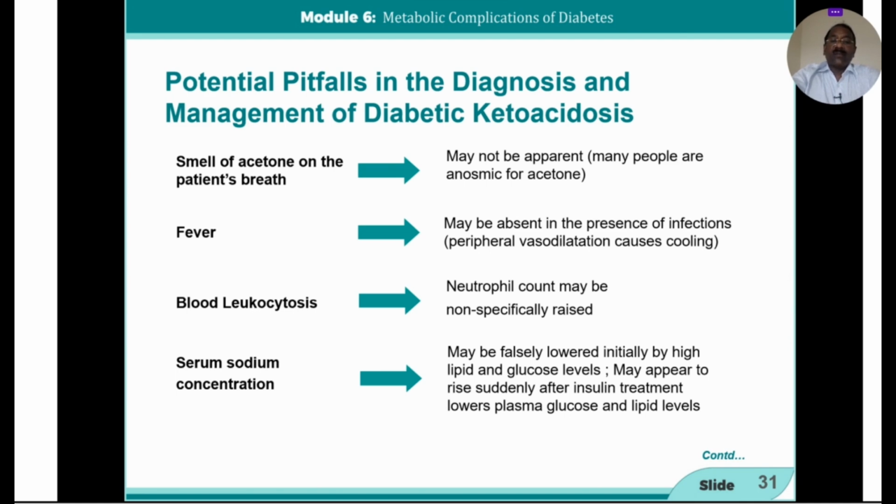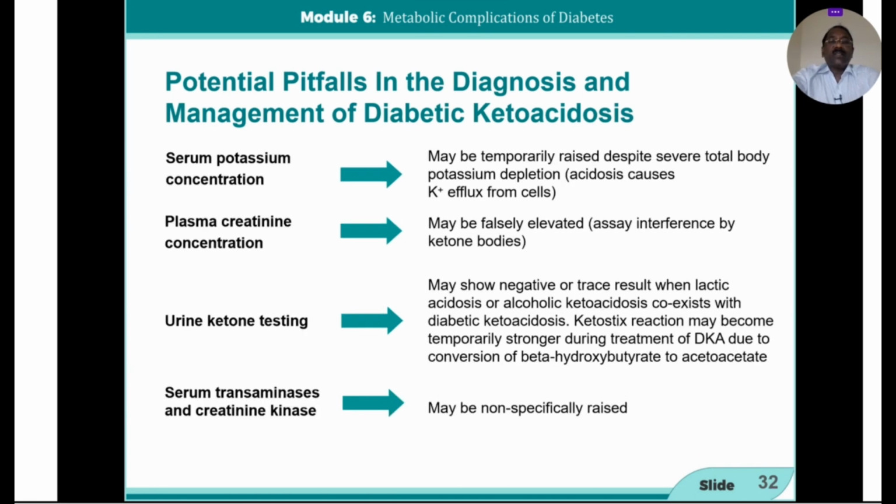Serum sodium concentration may be falsely lowered initially by high lipid and glucose levels. It may appear to rise suddenly after insulin treatment lowers the plasma glucose and lipid levels. Potassium concentration may be temporarily raised despite severe total body potassium depletion, because acidosis causes potassium efflux from the cells. Creatinine concentration may be falsely elevated by interference from ketone bodies. Urine ketone testing may show negative or trace results when lactic acidosis or alcoholic ketosis coexists with diabetic ketoacidosis.